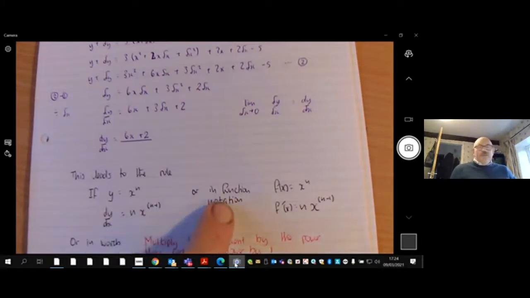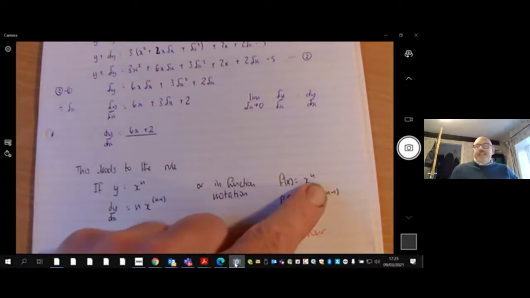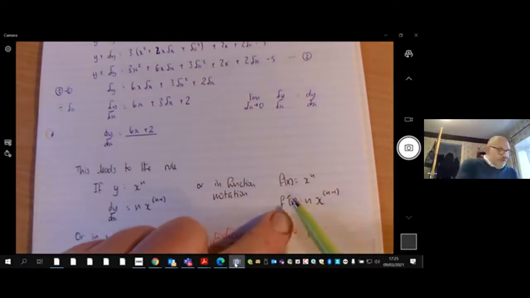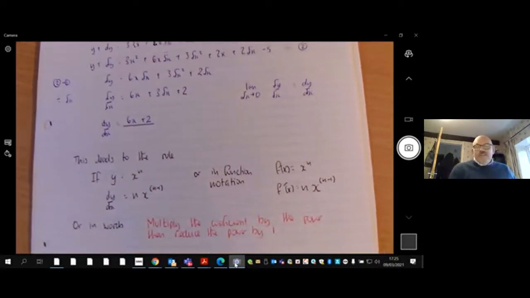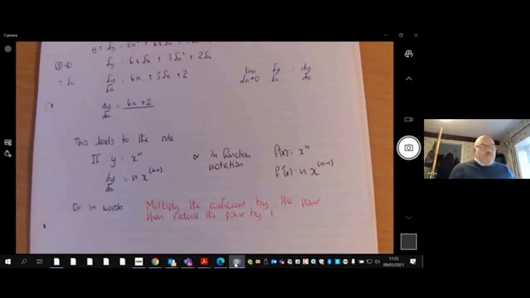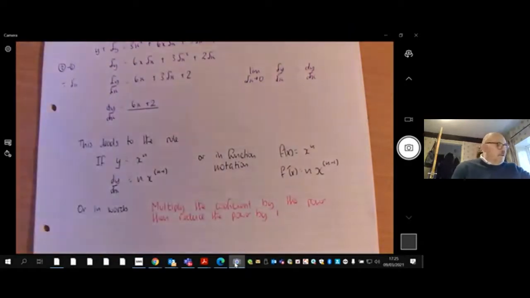And you might see this in function notation. So rather than y, we have f of x is x to the n. And the notation for the differential of the function is f dash x. f dash x equals n x to the power of n minus 1. But you don't remember it like that. You remember what I've written in red at the bottom of the page, which is you multiply the coefficient by the power and reduce the power by 1.